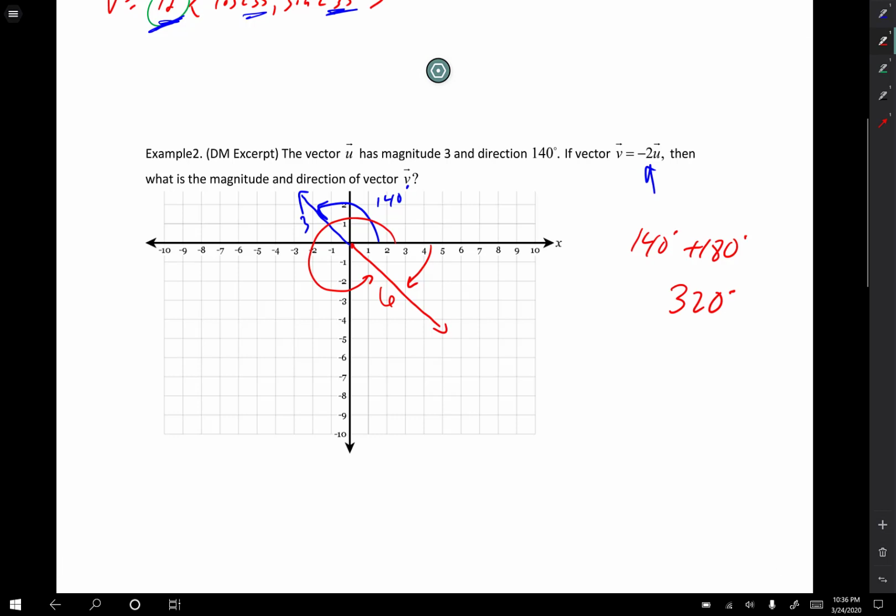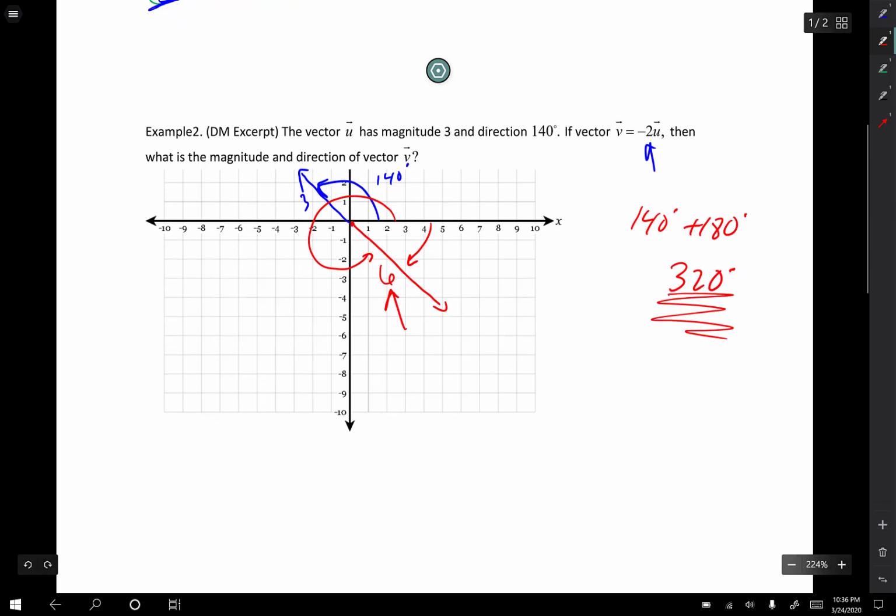So what's the magnitude? The magnitude is 6. How do we get 6? Because of that 2. 3 times 2 was 6. And what's the direction? The direction is 320 degrees. I hope that made sense. I don't think this vector is super accurate. Like, I don't think it terminates right there. But this is just a glimpse so you guys can see how it works more or less.